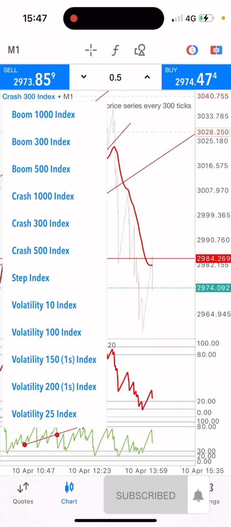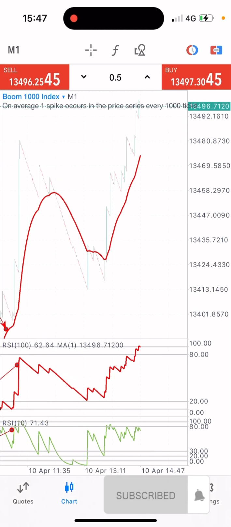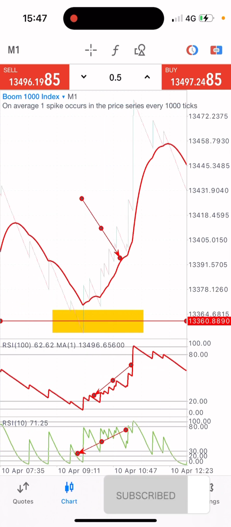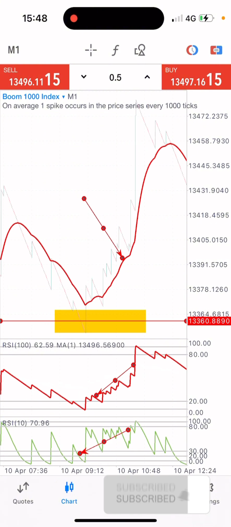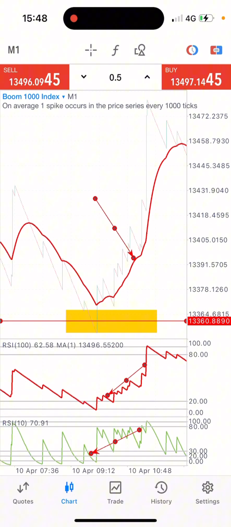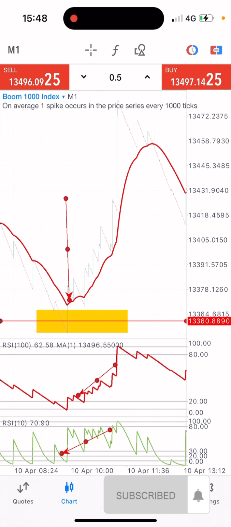So now we are changing the pair. You're going to Boom 1000. On Boom 1000, it was having some perfect signals, some perfect entries. As you can see, I already did the illustration of the video. I'm just going to do it again on this video. So this is the video that I want to post on YouTube right now. So you're watching it on YouTube.